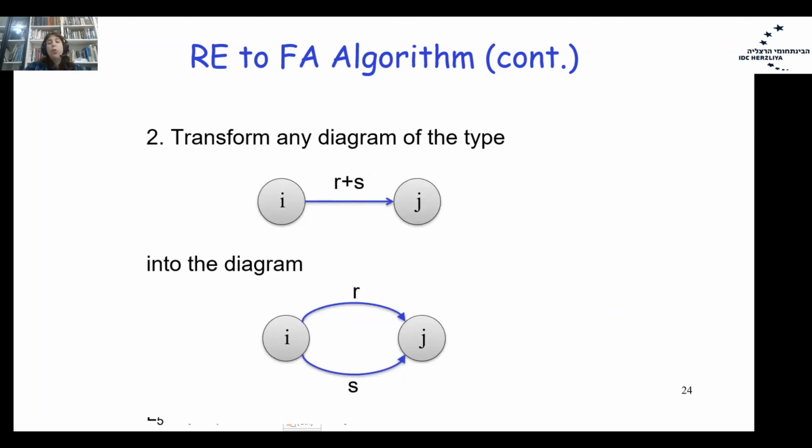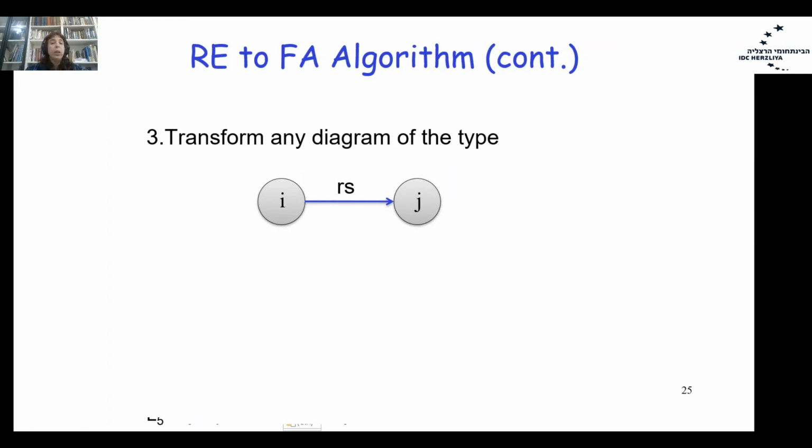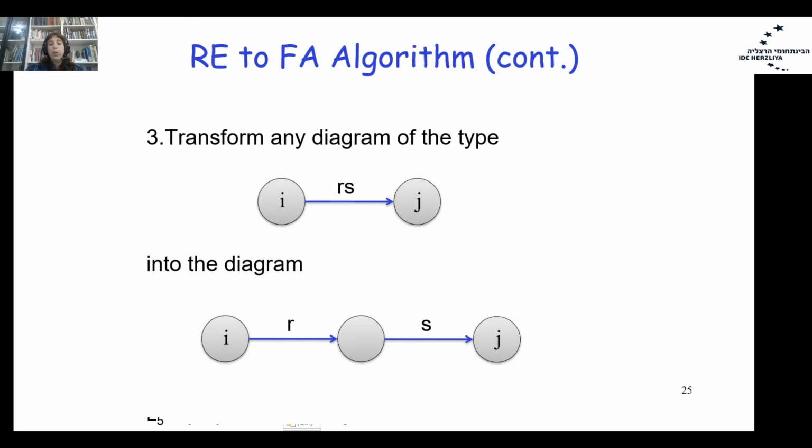The next step, for all the expressions r plus s, we will draw two edges from i to j, the first one with r, the second one with s. If you have a concatenation regular expression, r concatenation s, written between i and j, we will add an additional state between i and j. We will move from i on r to this new state, and we will continue from this new state with s to j. So we now have r on the edge between i and the new state, and s written on the edge between the new state and j.